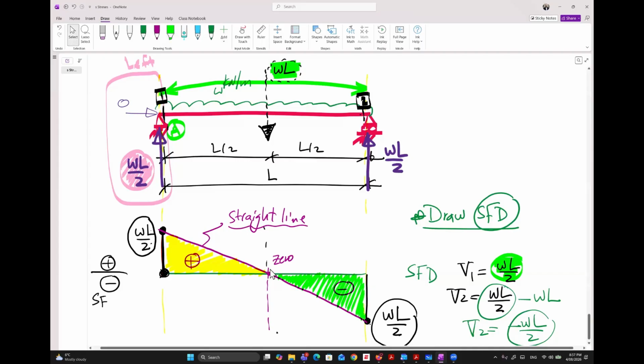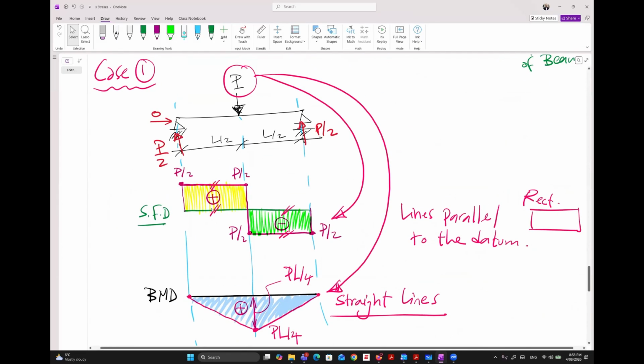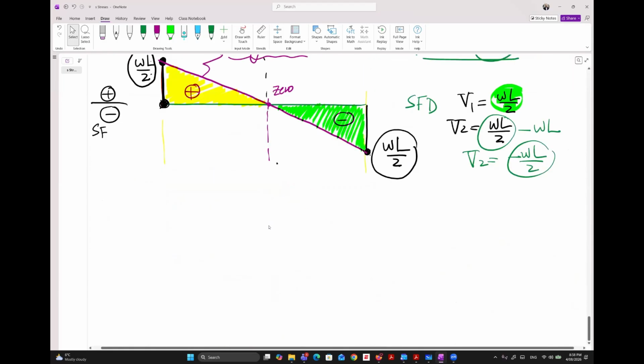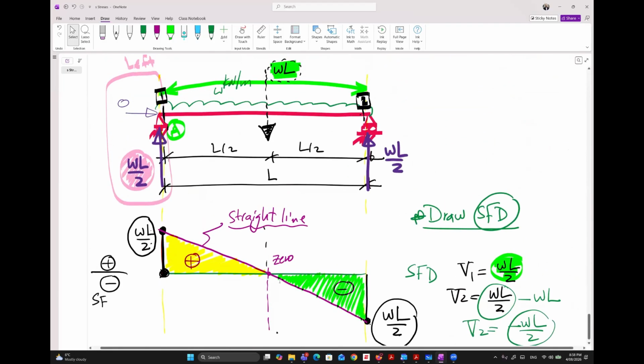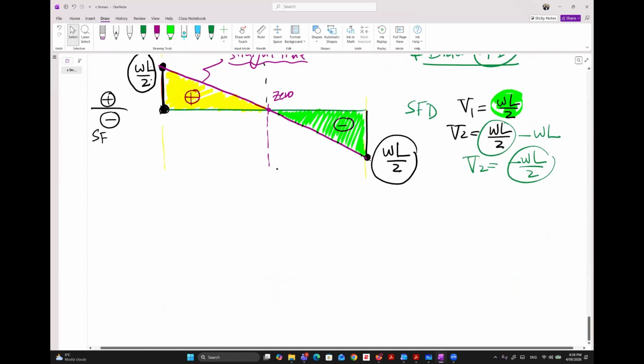Okay, so do you understand now the difference between the uniform load and the concentrated load? For the concentrated load, it is 2 rectangles. For the distributed load, what do we have now? 2 triangles. Yeah. So these 2 cases, I want you to memorize and I want you to understand. This is the main thing you need to understand.